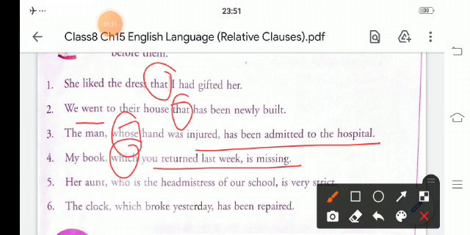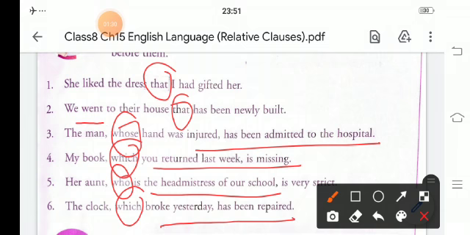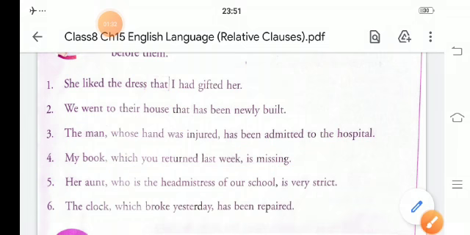Her aunt, who is the headmistress of our school, is very strict. Who is very strict? Her aunt, who is also the headmistress of our school. The clock which broke yesterday has been repaired. So what has been repaired? The clock which broke yesterday.